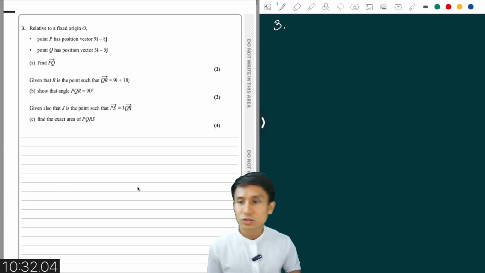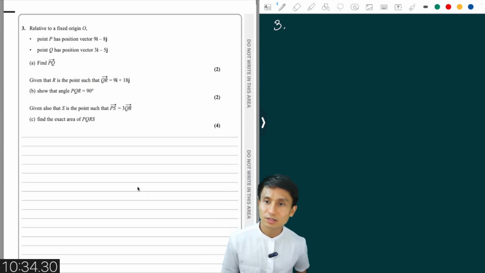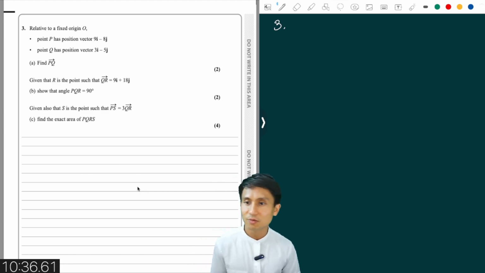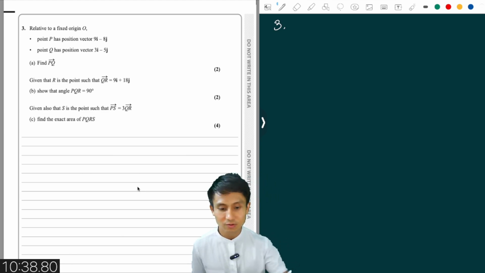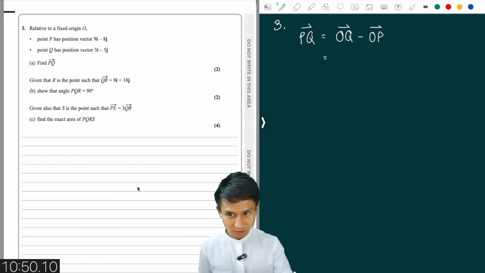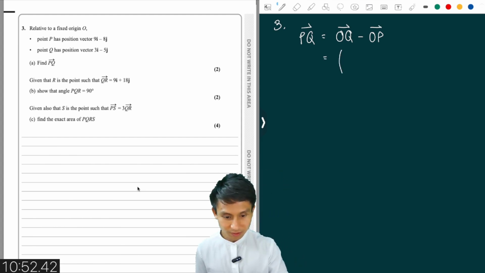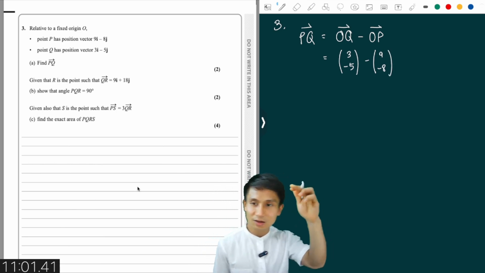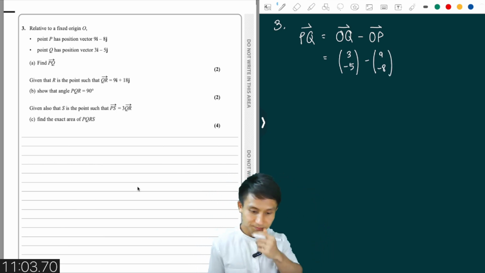Relative to fixed origin O, point P has the position vector 9i minus 8j, point Q has a position vector... Given that, find PQ. Okay, so this is a relative vector PQ. We can find that by doing OQ, which is the position vector of Q, minus OP, which is the position vector of P. Now I would like to do this by using a column vector because I prefer that. So 3 minus 5 minus OP is 9 minus 8, yeah? So putting an i on top, the j at the bottom.